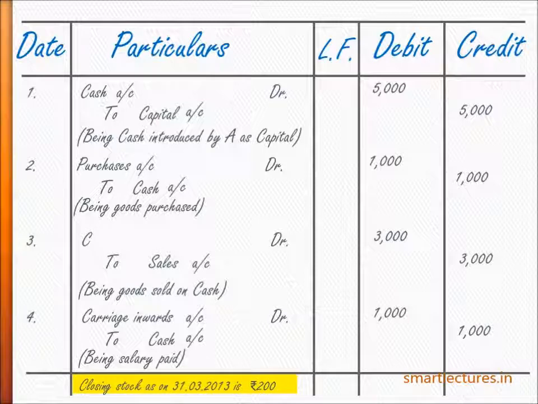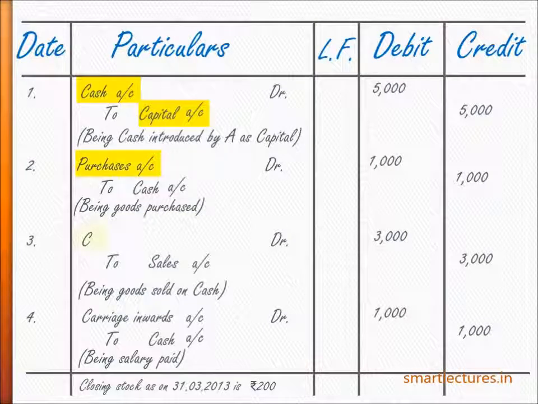Now we have to start ledger posting. Let's see how many items or accounts are involved in these journal entries. Number 1, cash account. Number 2, capital account. Number 3, purchases. Number 4, C. Number 5, sales. Number 6, carriage inward. So 6 items or 6 accounts are involved in the journal entries during the year.